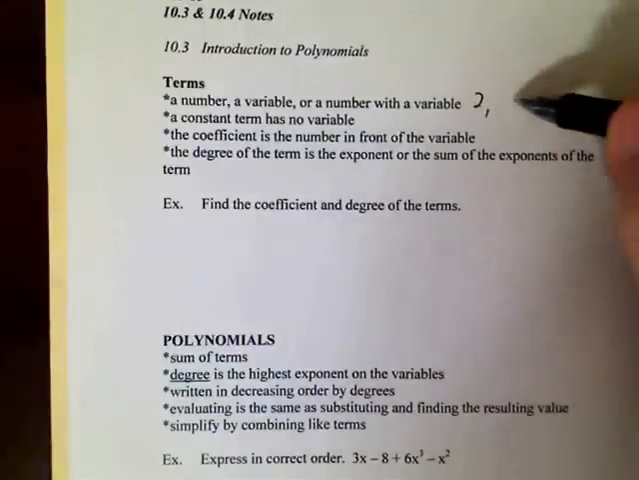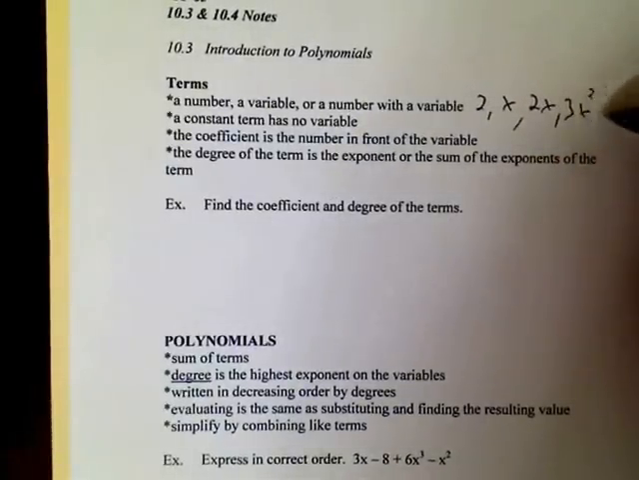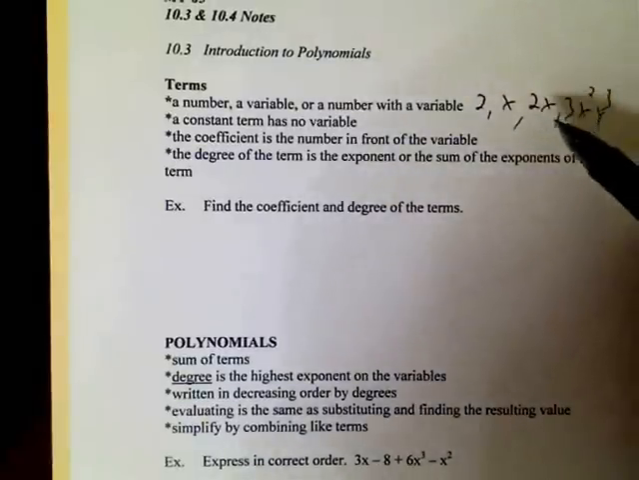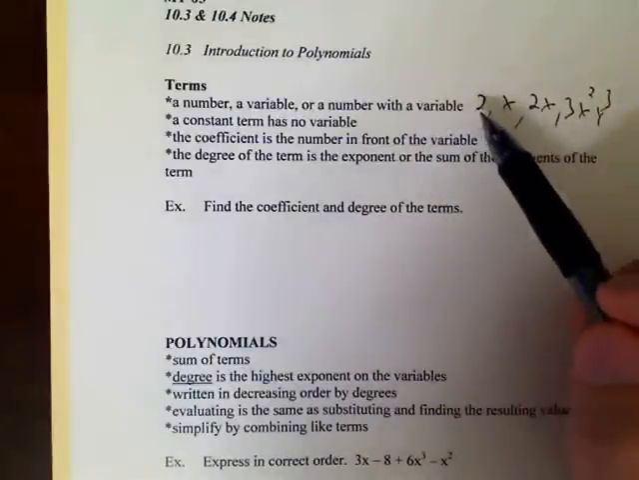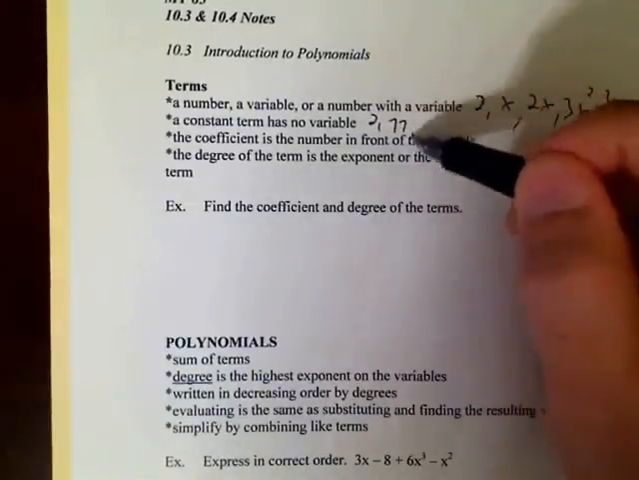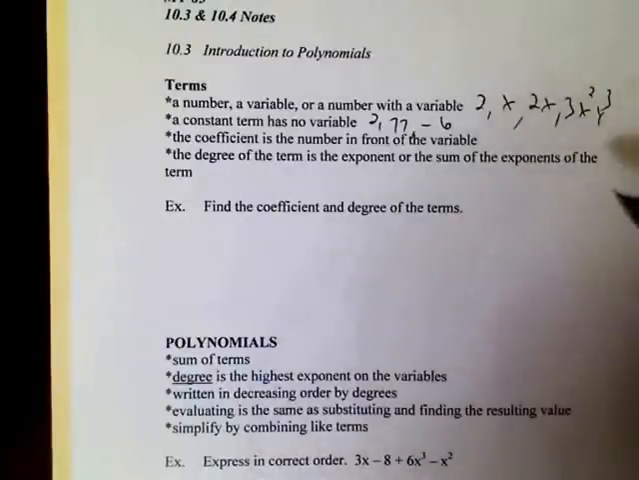2 is a term. x is a term. 2x is a term. 3x squared y to the third is a term. Anything that's connected together with multiplication is a term. 2 is a constant term. It has no variables. It's always a 2. 77, any number that stands alone, -6, those are all examples of constant terms.